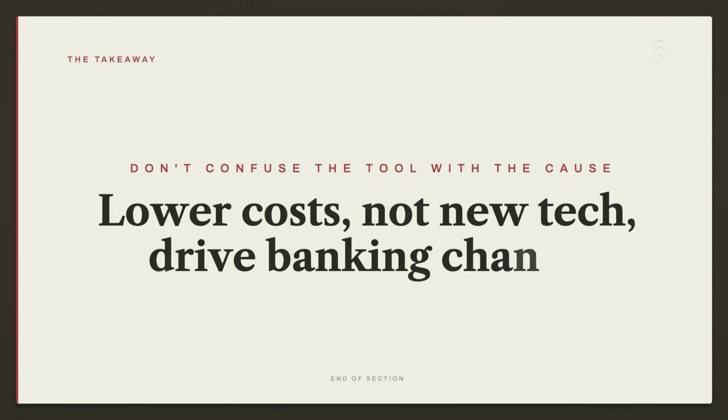SWIFT is a messaging standard and Bretton Woods is a monetary architecture, not a technology at all. What actually matters is that each development lowered a cost or removed a constraint, and that is what lets new entrants attempt what only large institutions could do before.